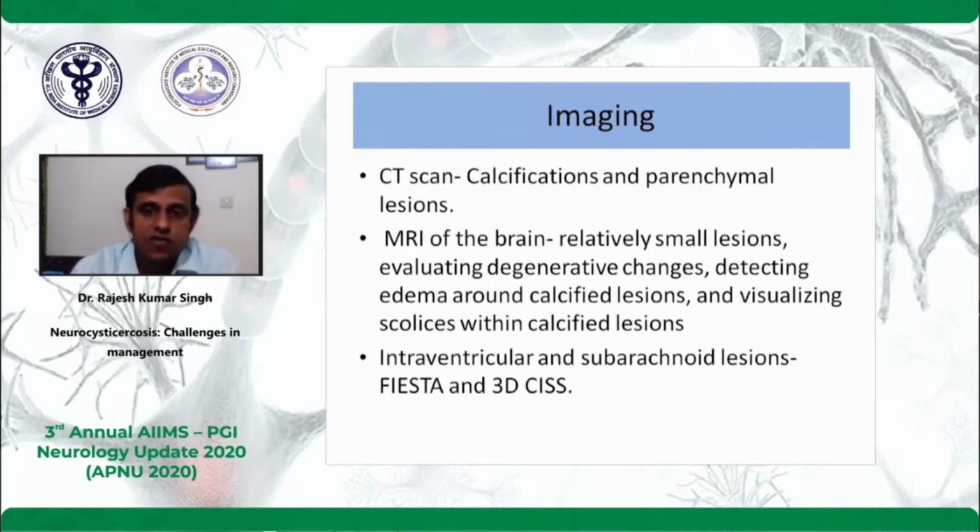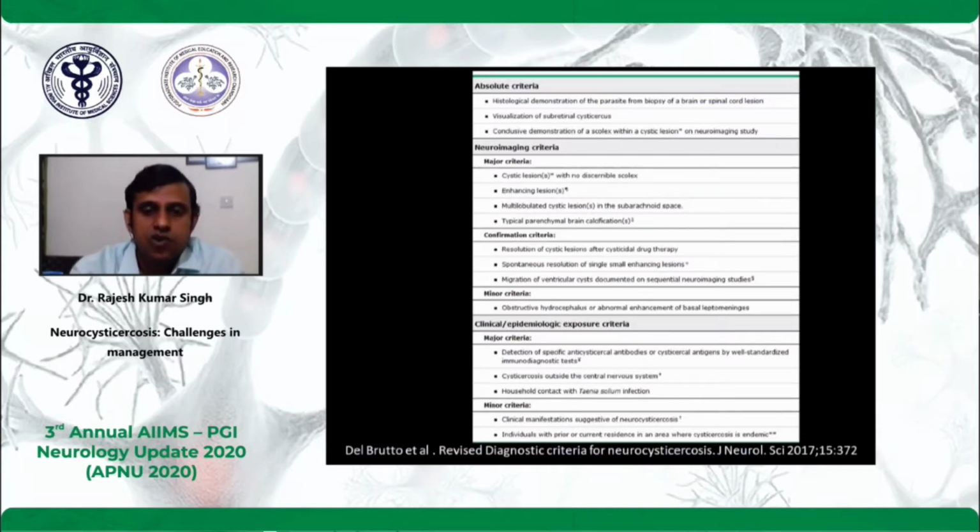we have to order the FIESTA sequence and 3D sequence, in which the ventricular part of the NCC becomes better visualized. We all know about the diagnostic criteria for NCC. It was revised by Del Brutto et al. in 2017. More or less, we all know the absolute criteria, the major criteria, the minor criteria, and the epidemiological criteria. But in this, they have subdivided the neuroimaging criteria for the confirmation criteria.